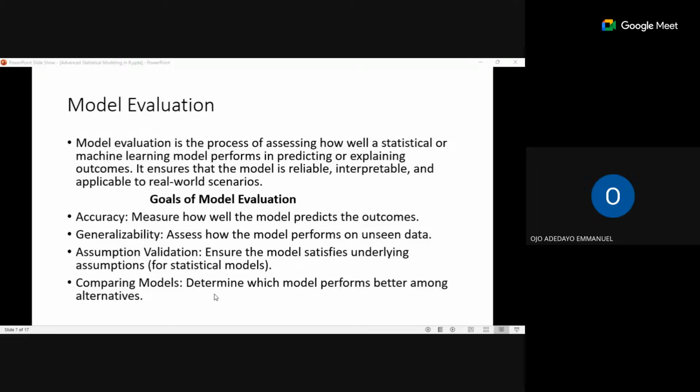Another one is generalizability. We assess how the model performs on unseen data. That is why there is a part of machine learning that we call the training and then the test. When you have all the data and you want to use it to build a model, we divide the data into two parts. We use 70% to train the model. The reason we are training the model is that we want to fit the model with 70% of the data. Immediately after we fit the model with the 70% of the data, we then use 30% to test it and see whether it's going to perform well.